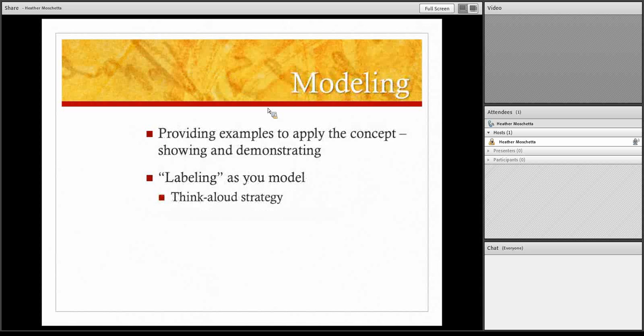Next in the Madeline Hunter model is the modeling. This is providing examples for students to apply the concept. Modeling is most effective when it's paired with labeling, which is when the teacher, as they go through and model the activity, the teacher identifies the critical elements of what they are modeling. This keeps the students focused on the essentials. Generally, to do this, the teacher uses a think aloud strategy to focus the student's attention on what he or she is doing. And you'll see an example of this in a moment.